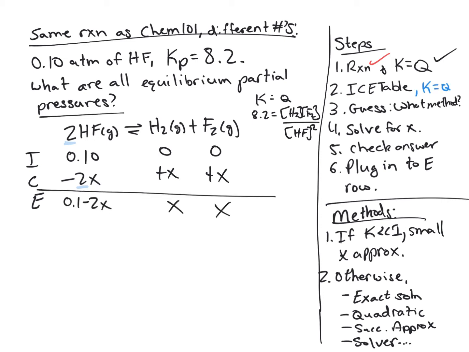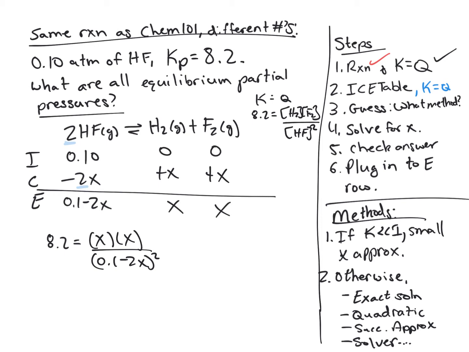Okay, next we're just going to plug into K equals Q here to see what equation we need to solve for. So I'll write that out. 8.2 is equal to x, and then HF down here is 0.1 minus 2x. So 8.2 is equal to x times x over 0.1 minus 2x squared.